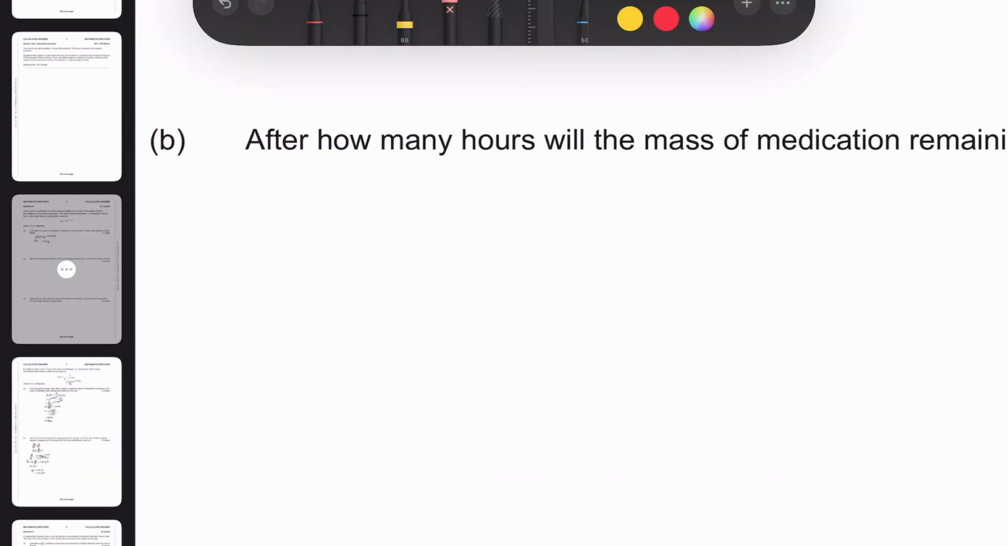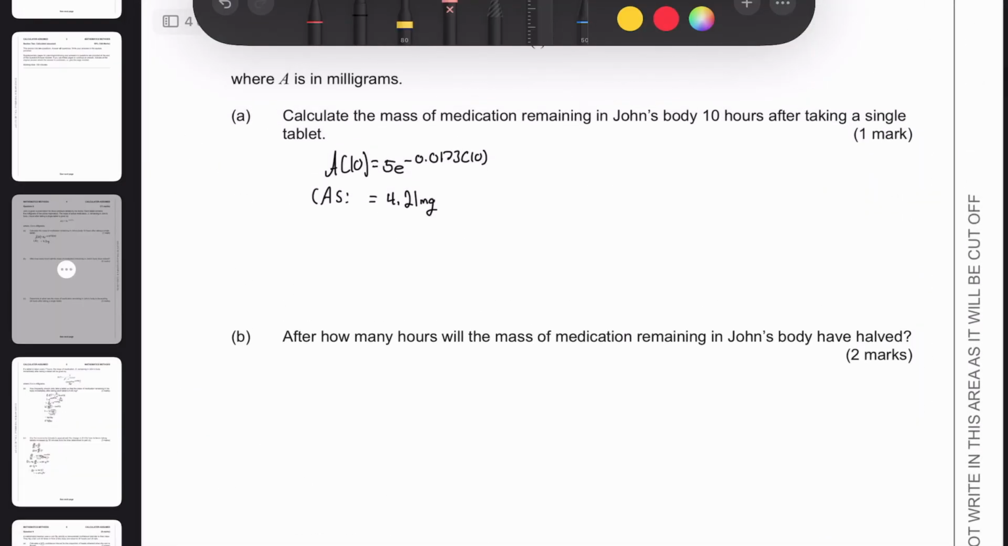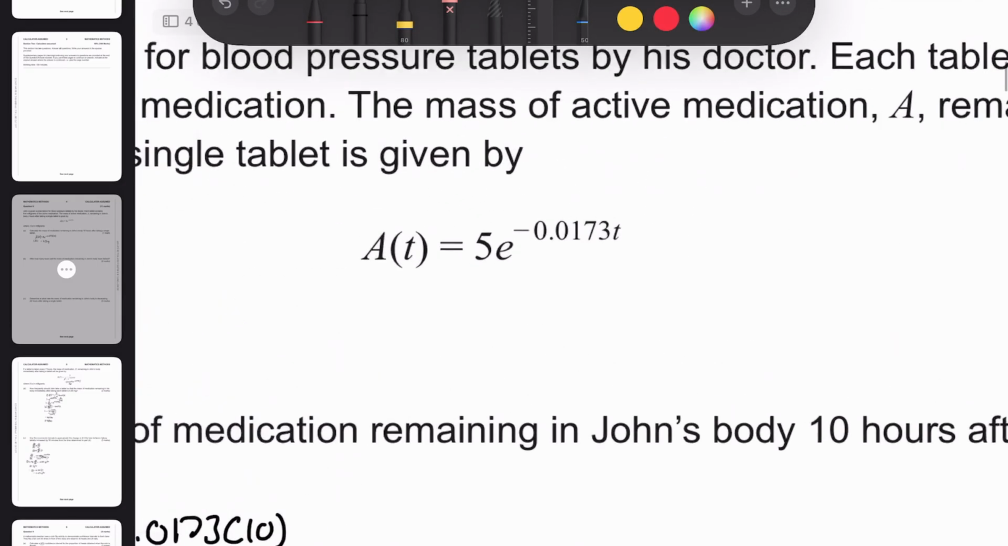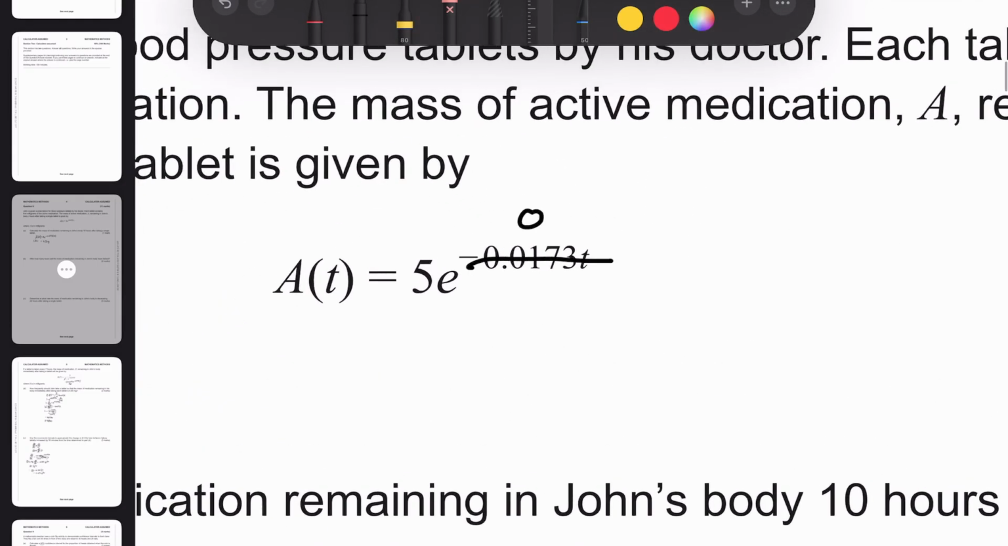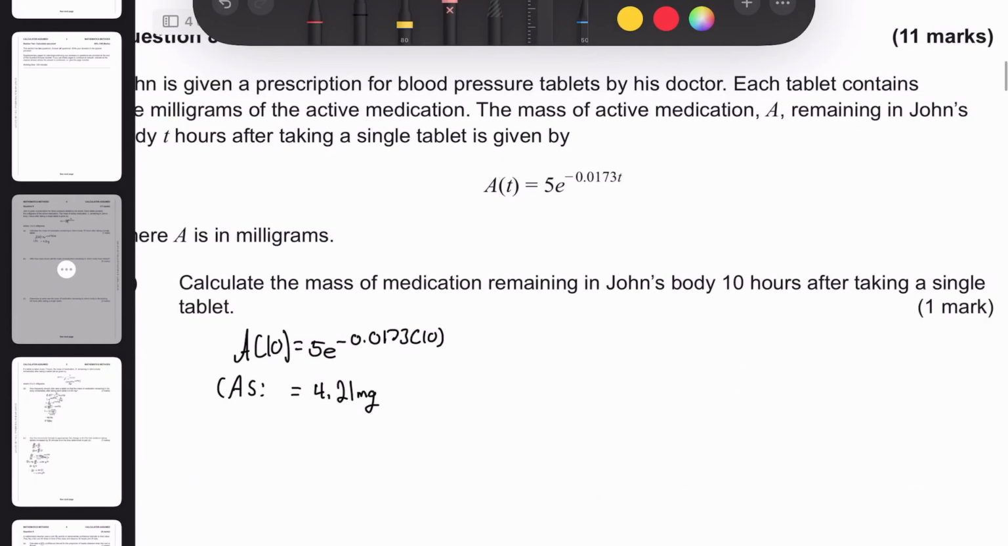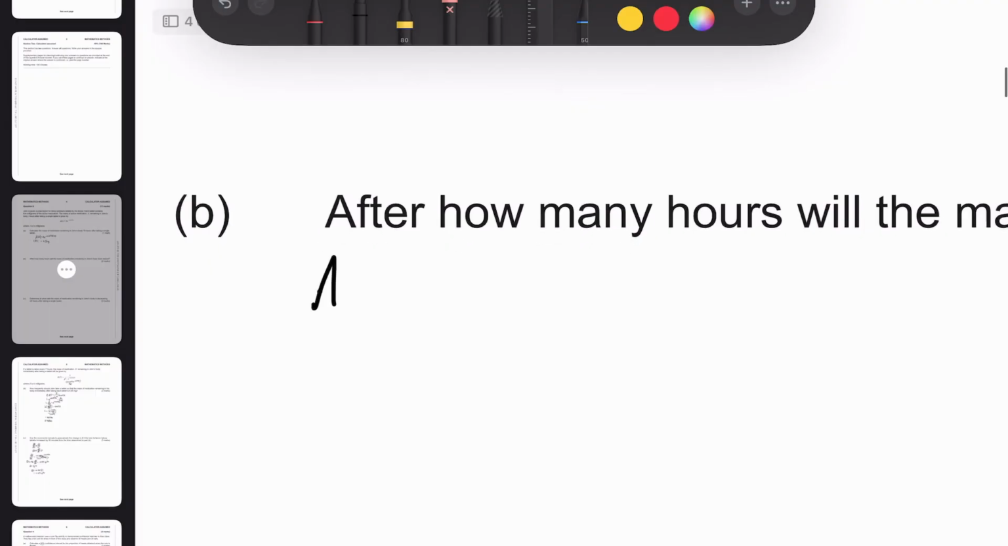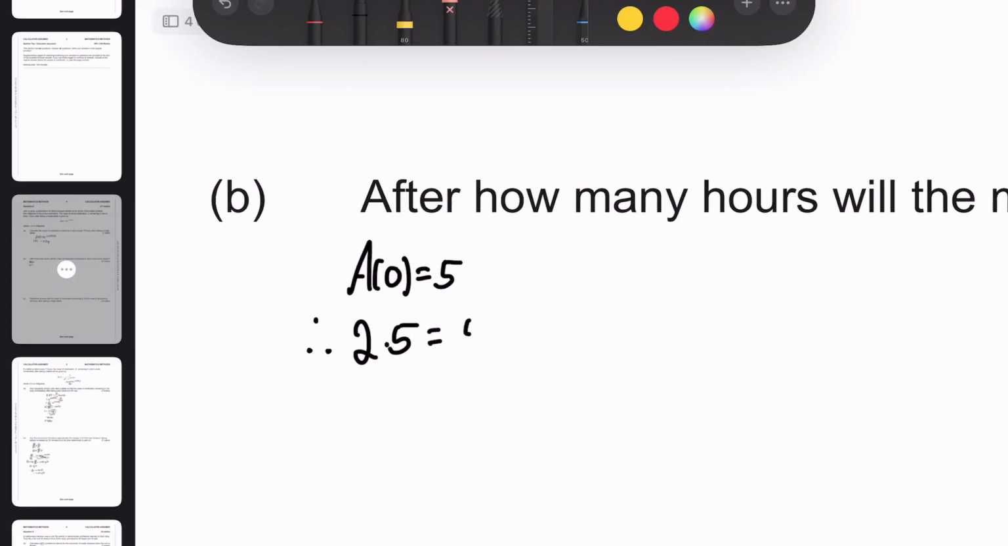Okay, next question: how many hours would it take for the mass of medication remaining in John's body to have halved? Okay, we know that at t equals 0, the exponent is going to be 0. Remember, e to the 0 is just a 1. So the starting amount is only going to be 5 milligrams, so A of 0 equals 5. So then we know that we want 2.5 left over. The 2.5 will be 5e to the negative 0.0173t. And we can just solve this on CAS.